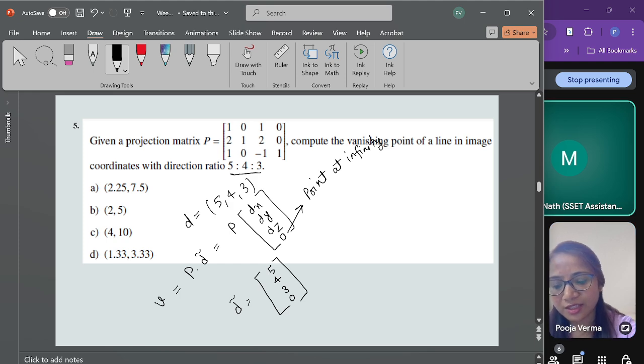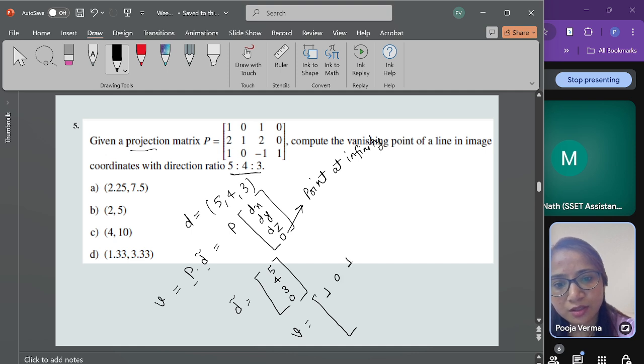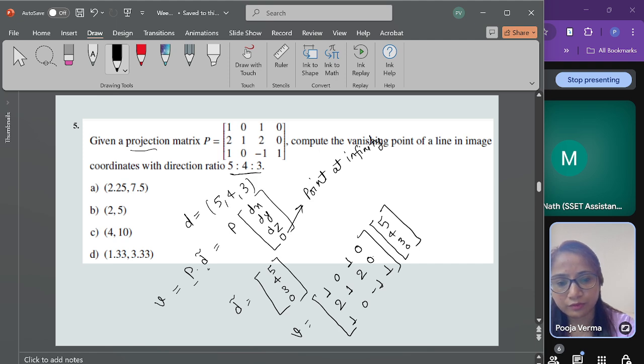So now the vanishing point V we can calculate by this equation, P into D. Here the projection matrix P is given. So what is the projection matrix? 1 0 1 0, 2 1 2 0, 1 0 minus 1 1, and this is the vanishing point in image coordinates with direction 5 4 3 0, right? Now first we need to calculate V.